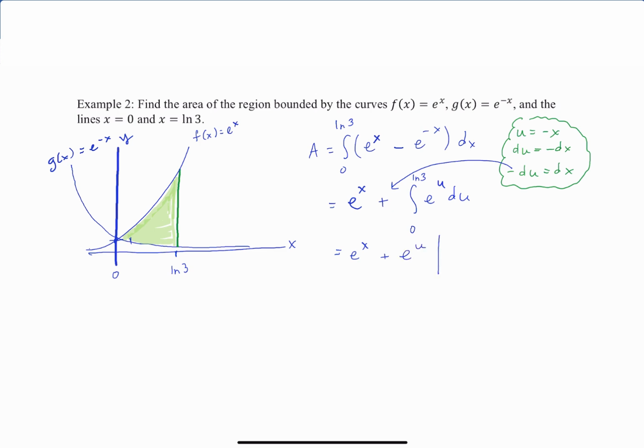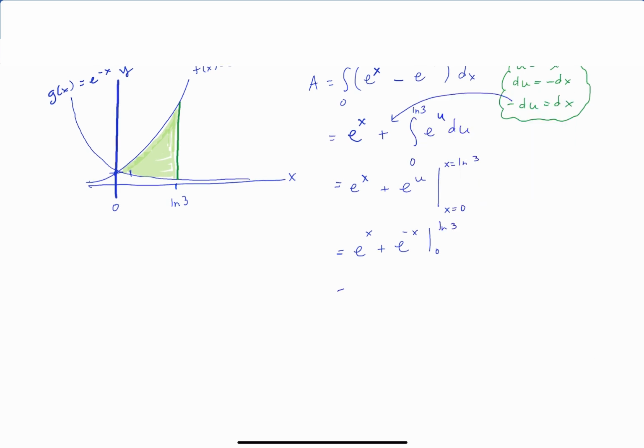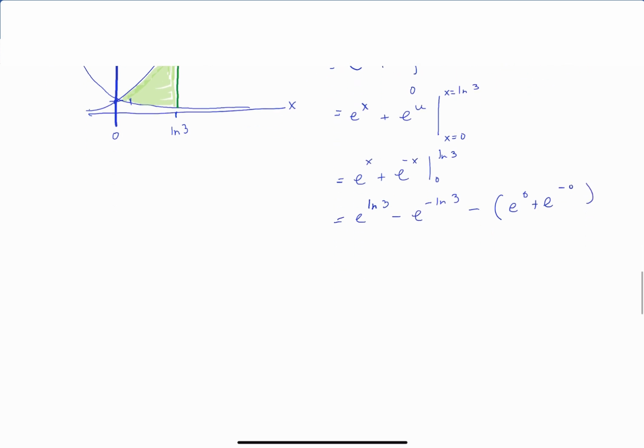And we're going from 0 to ln of 3, but those are x values. So let's put in what u really was, which was negative x. And substituting in then we have e to the ln of 3 plus e to the minus ln of 3 minus e to the 0 plus e to the minus 0. E to the ln of 3 is 3, right? Because the e and the ln cancel each other. Oh, and that should have been a plus up there.